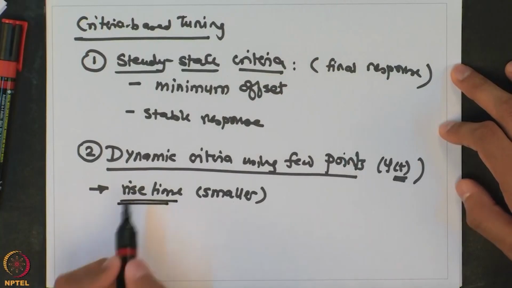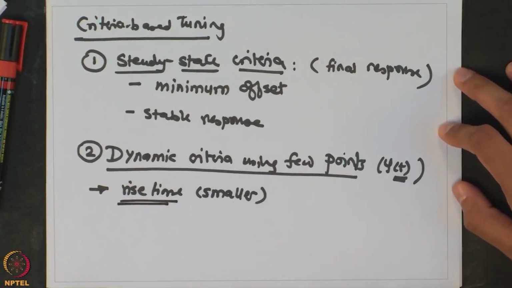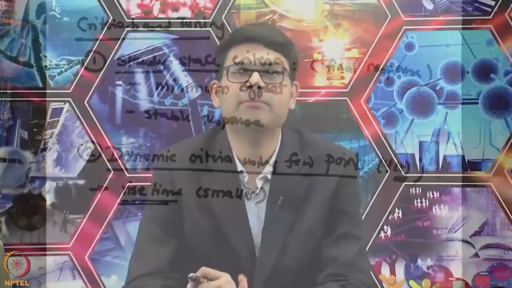When I say rise time being smaller, it means the output reaches the set point value or the neighborhood of the set point value very quickly. It may not stay there, but the first time it reaches that set point value, that will govern that the process has been moved to the neighborhood of the set point. So having a smaller rise time generally gives you a quick response. That can also be a criteria, and here you are looking at only one point out of the response. Rise time is calculated based on the time instant when the output first reaches the set point value. So it is based on a single point of the dynamic response.